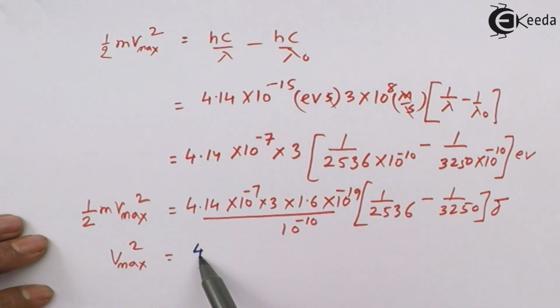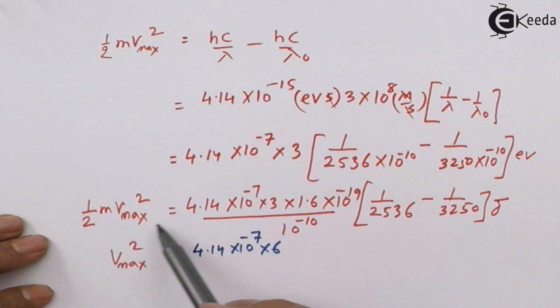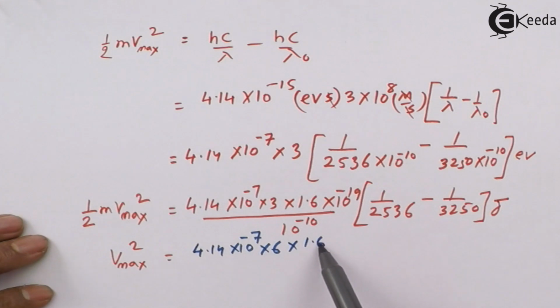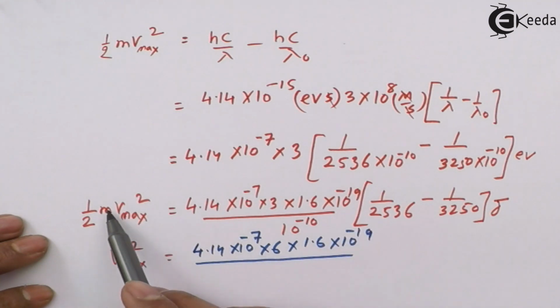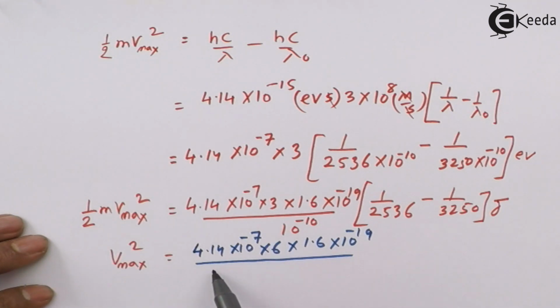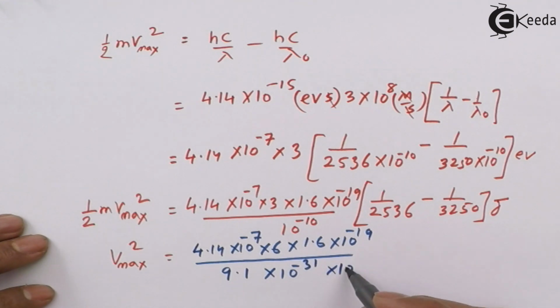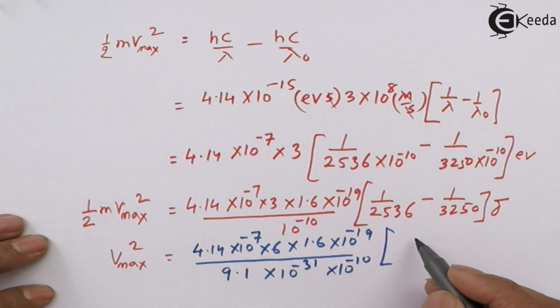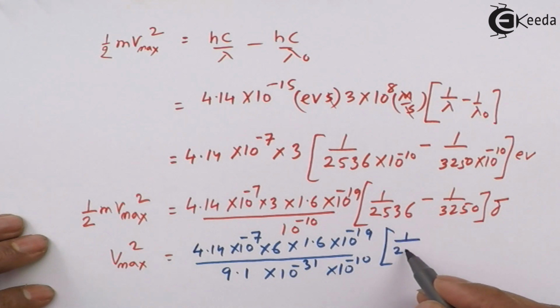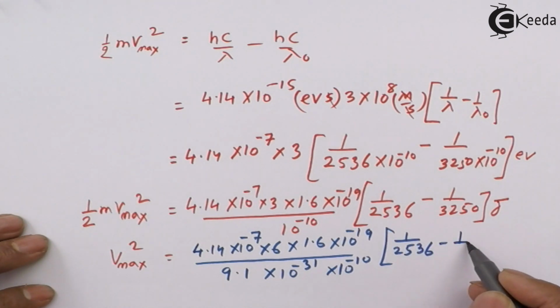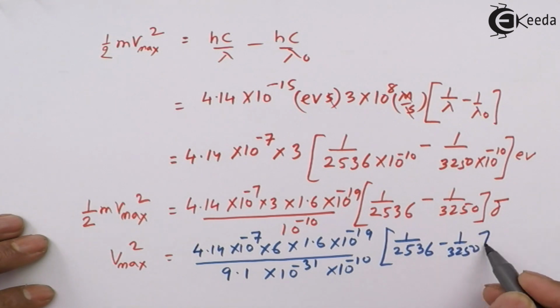So write 4.14 × 10^-7 × 6, because this 2 is multiplied, into 1.6 × 10^-19, divided by m. The mass of the electron is 9.1 × 10^-31 kilogram, and this 10^-10 is there, and this value will remain as it is, 1/2536 minus 1/3250.